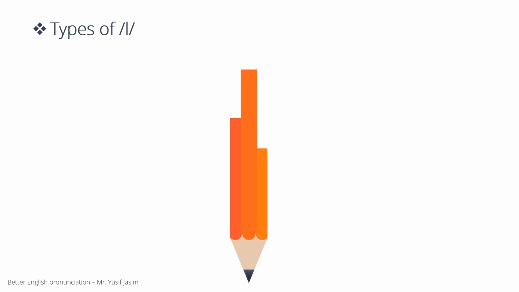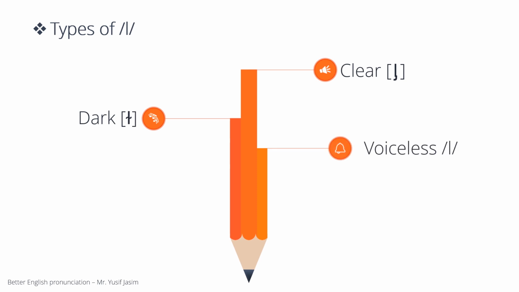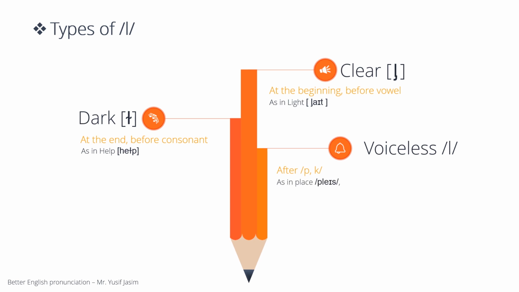Types of L. We have three types of L, which are clear L, dark L, and voiceless L. Clear L is produced when it occurs at the beginning before a vowel, as in light. Dark L is produced when it occurs at the end or before a consonant, as in help. L after P and K becomes voiceless, as in place and close.